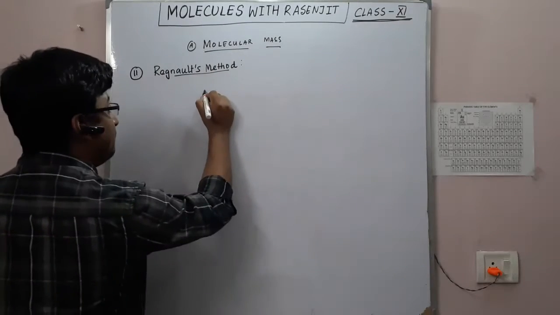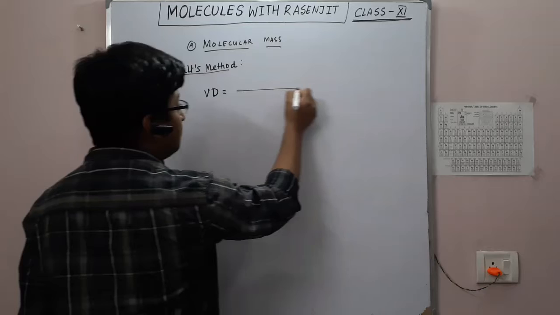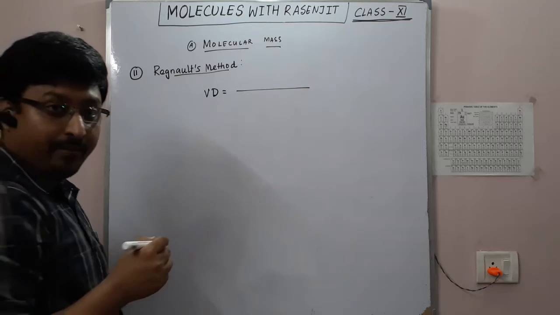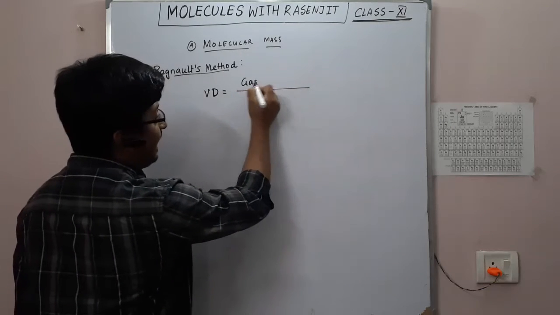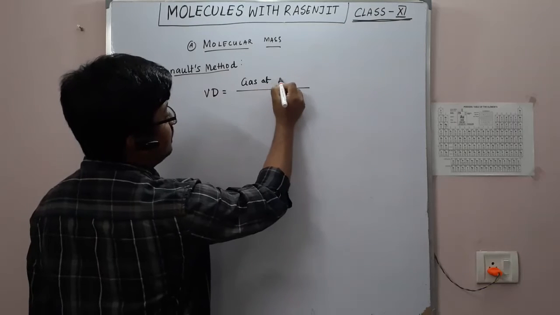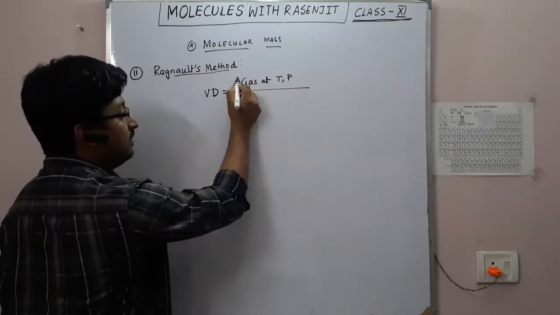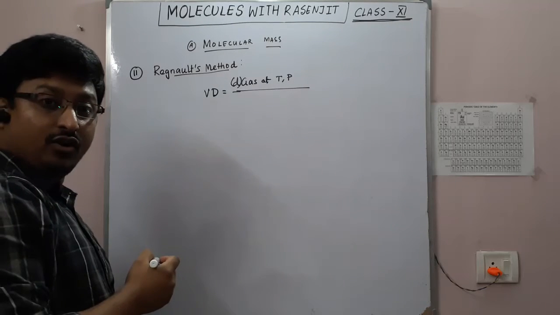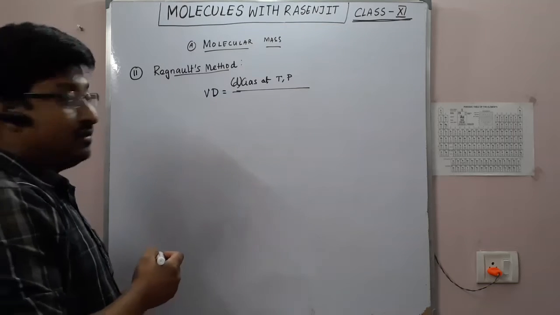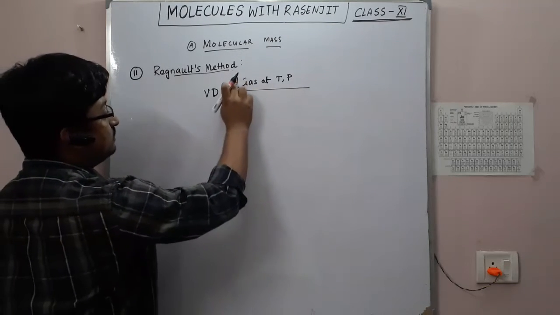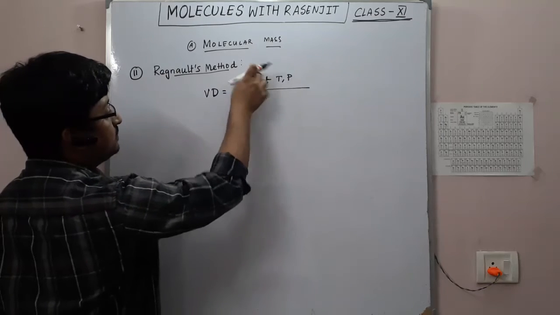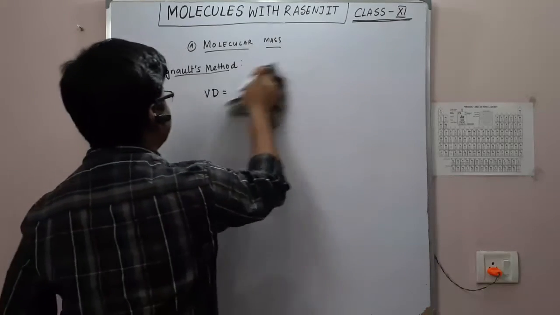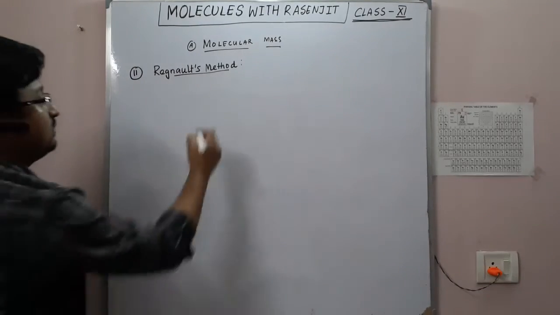And what do we know about vapor density? The vapor density is nothing but a ratio of the mass of a gas at a particular temperature and pressure to the mass of the same volume of hydrogen. Let me redefine this. So what is the vapor density?